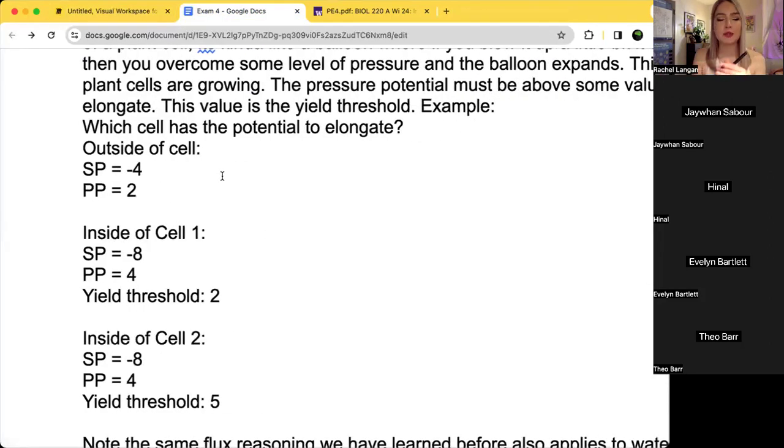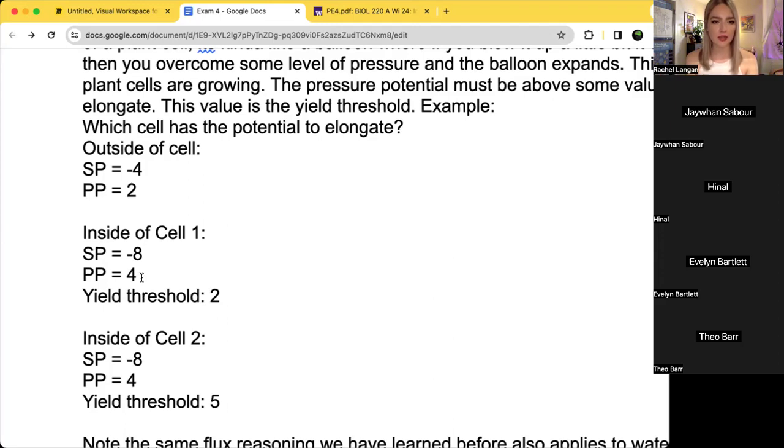Okay, so this is an example of a test question that has happened in the past. Not the exact question, but the equivalent. It says, which cell has the potential to elongate? It gives you the values of solute potential and pressure potential outside of the cell, and the values of those inside of the cell. It also tells you the yield threshold. So water potential, you'll have to calculate for outside of the cell and inside of the cell. That will tell you the direction and magnitude of the driving force or gradient. And then the yield threshold, you just want to compare with the pressure potential and make sure it's reached.